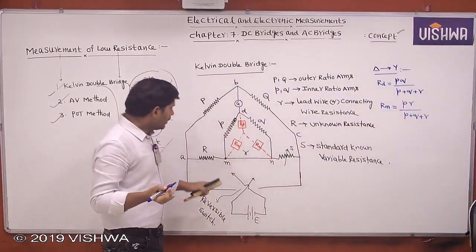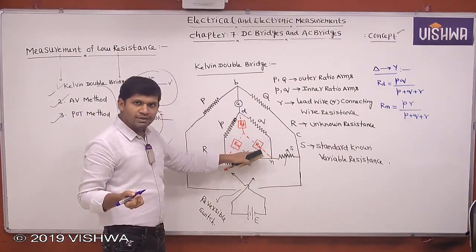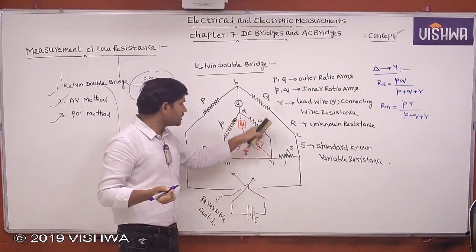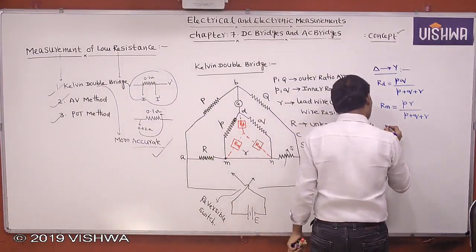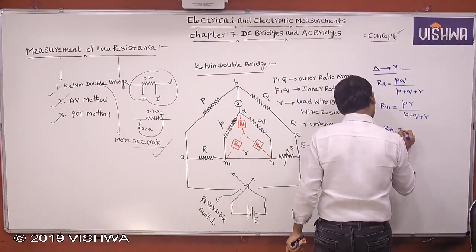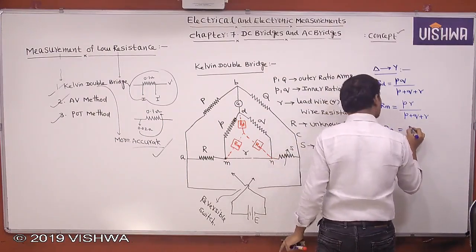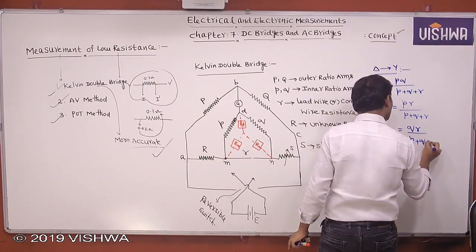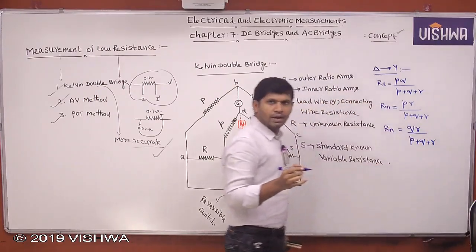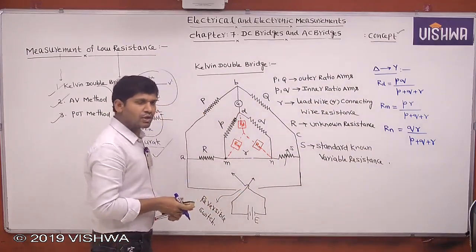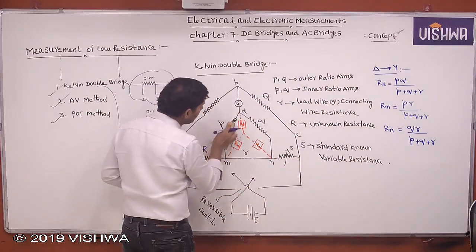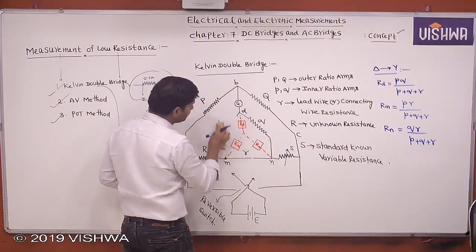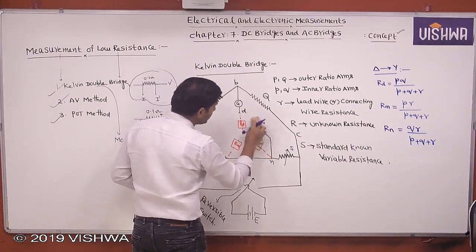Yes. Now this resistance is Rn, with opposite resistances. What is Rn? You tell me. Rn equals q into r divided by p plus q plus r. Like this we are converting this delta to star. After converting this delta into star, then remove these resistances.